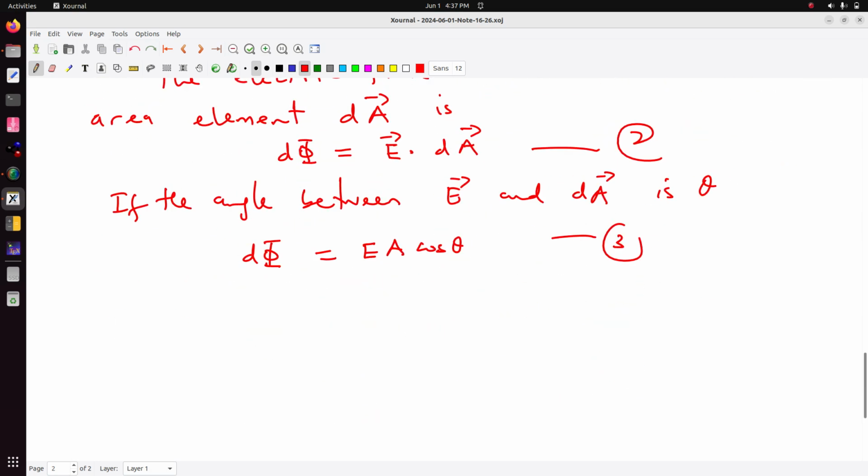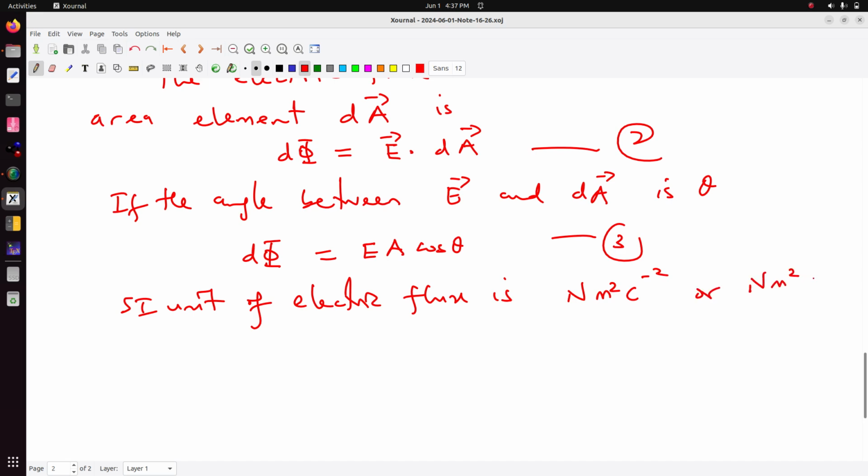Now, the unit of measurement of electric flux. The SI unit of electric flux can be Newton meter squared per coulomb squared. So you can write it like this, or you can write it as this. So this is the unit of the electric flux, and it is a scalar quantity. But electric field is a vector quantity.